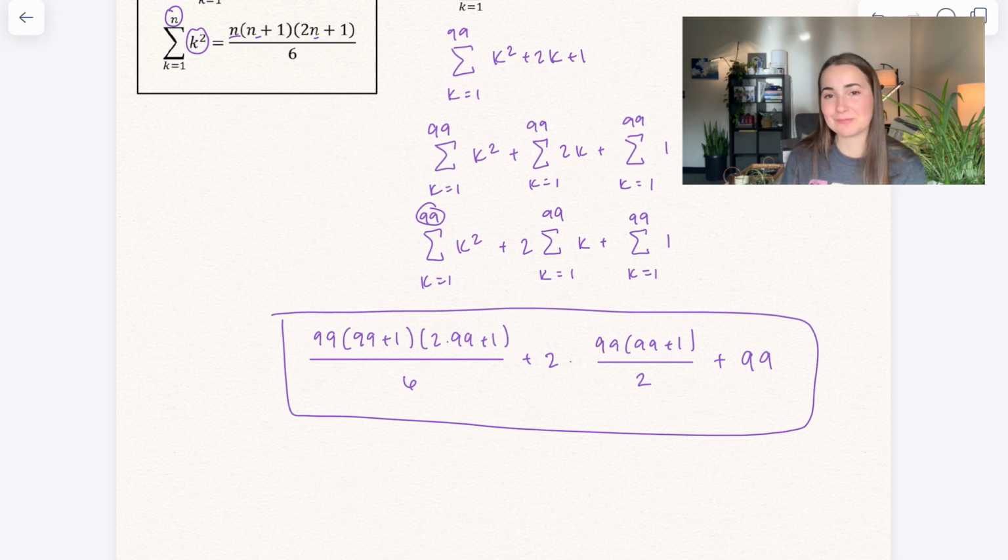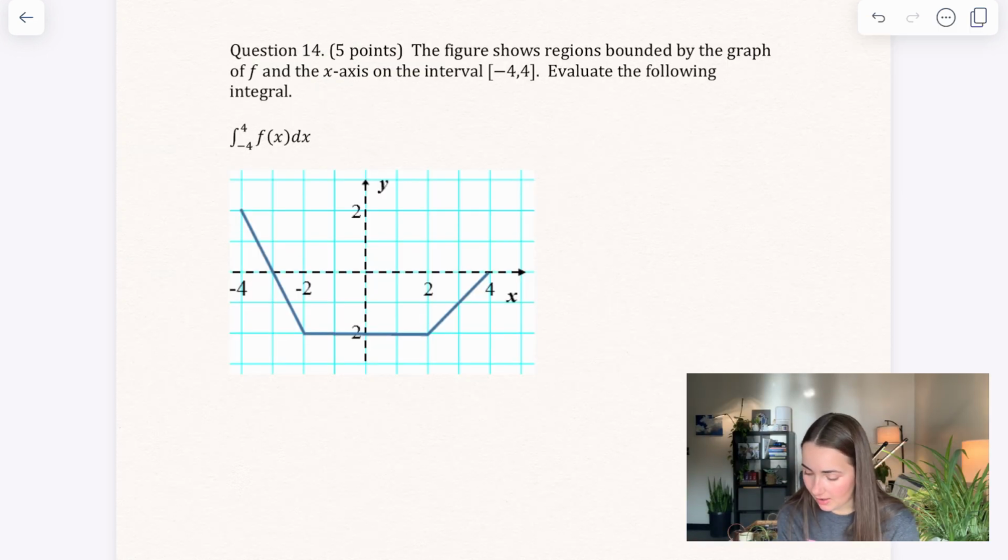I'm not going to. So here we have a figure of the regions bounded between f and the x-axis on the interval -4 to 4. Here we want to go ahead and compute the following integral, -4 to 4 f of x dx. So we're going to be starting right here, and we're going to be ending right here. So let's go ahead and calculate these areas.